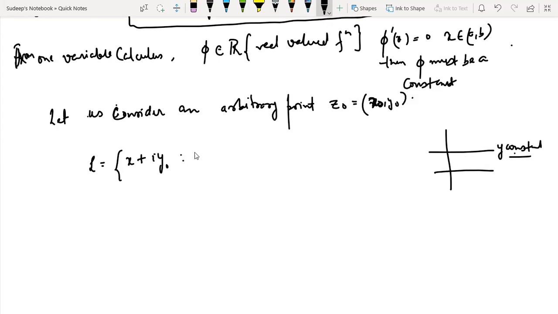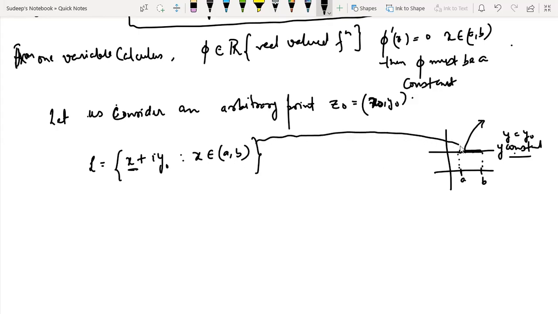And here, what condition am I giving? I'm giving the condition that x must lie between a comma b. So it would be a line segment whose length varies from a to b. Let's say here is a, here is b. So I'm talking of a line segment here, and y is a constant, y is equal to y naught. This particular segment of line I have represented in this fashion.